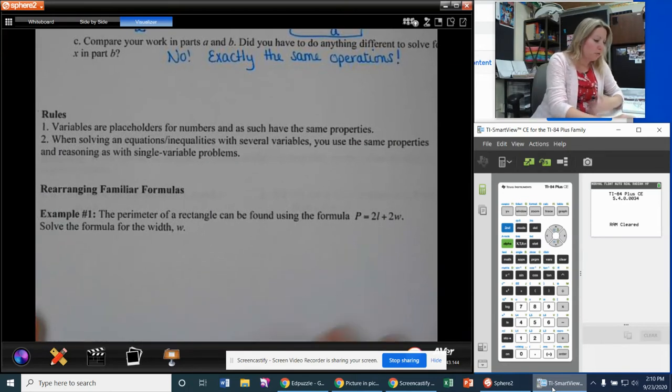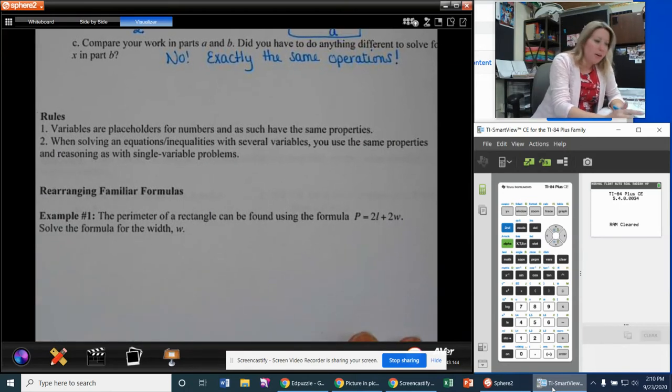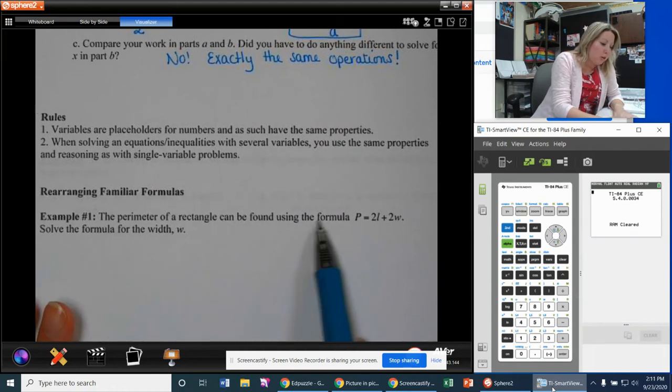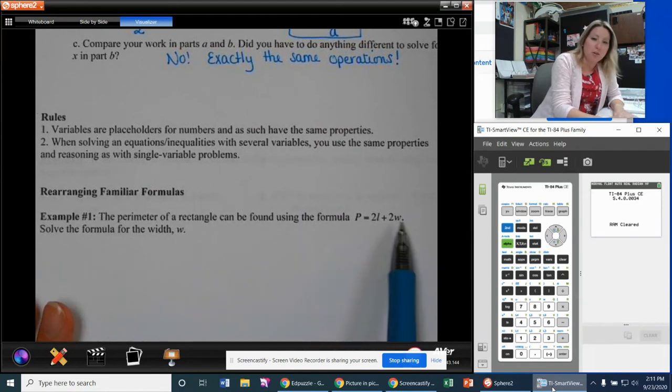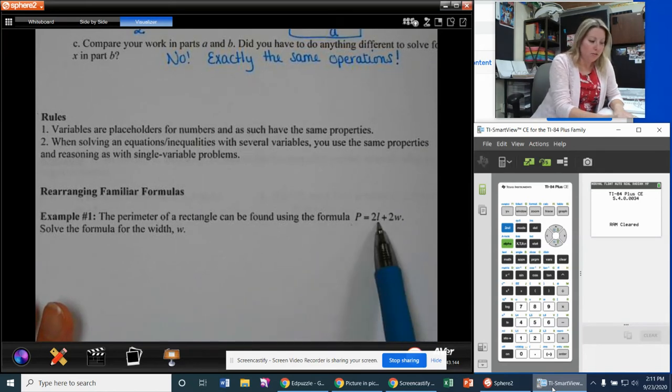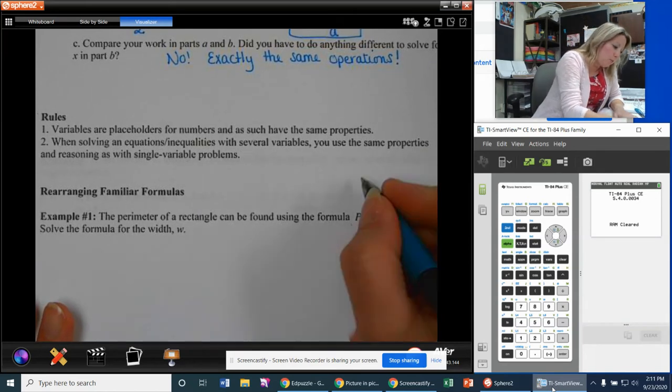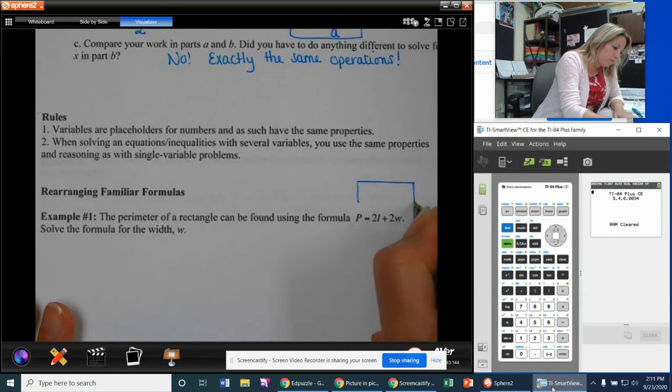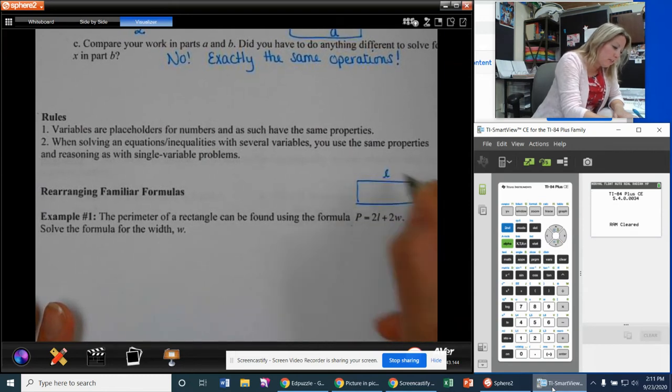First, let's use another formula that we should probably know, right? The perimeter of a rectangle can be found by using the formula P equals 2L plus 2W. Perimeter, length, width. And just think about that with a rectangle. Length, width.